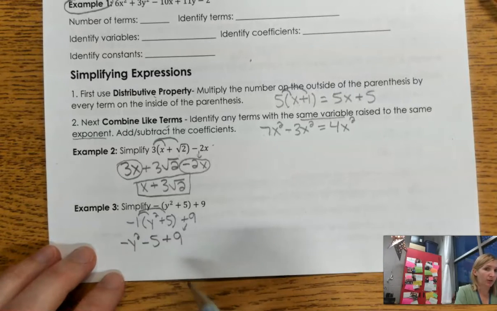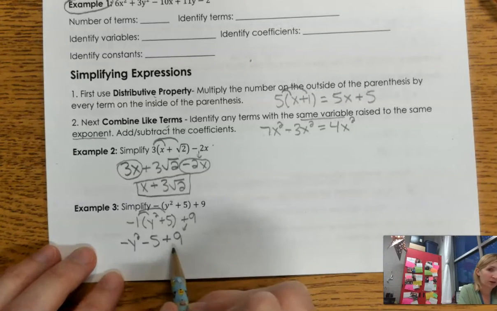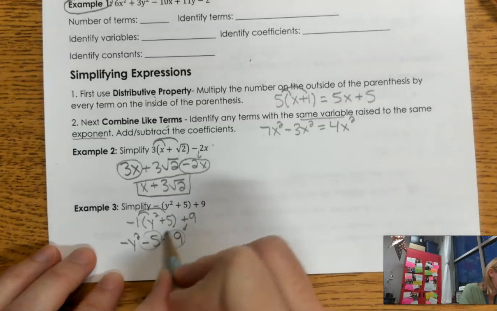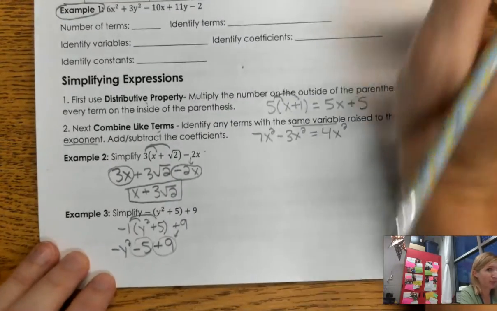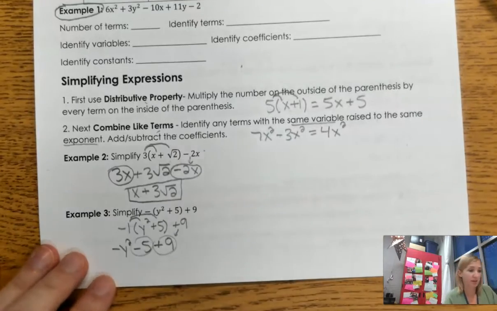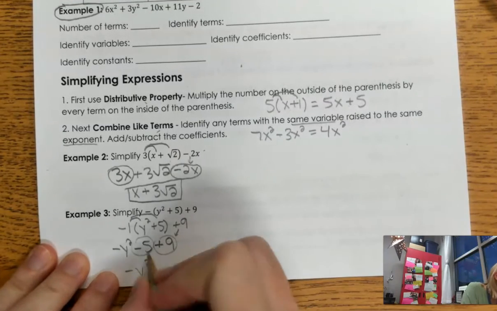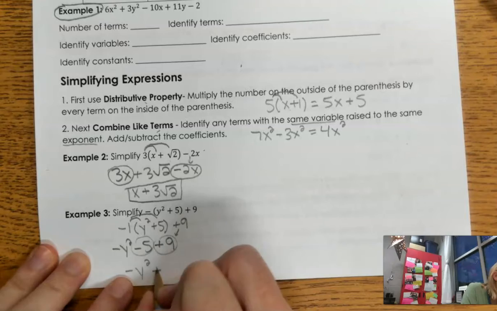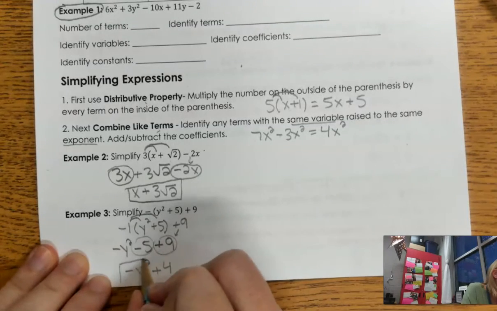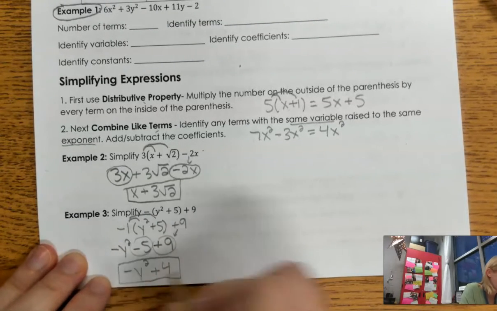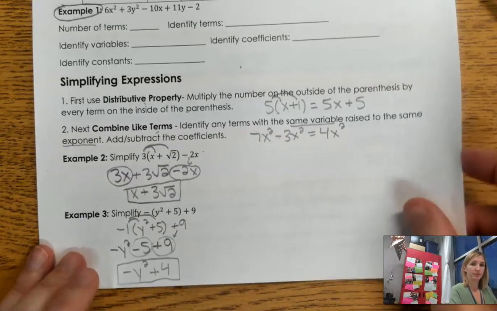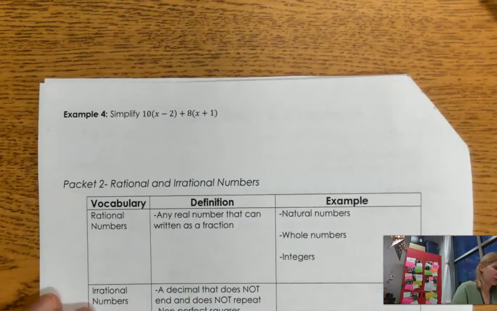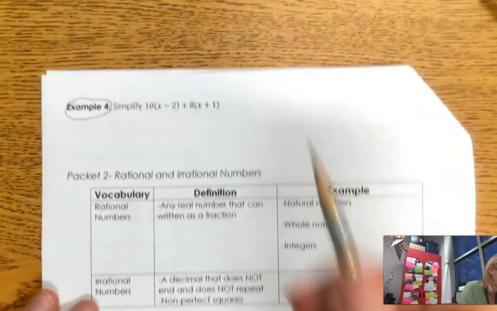All right, let's identify all of our like terms. There's no other y squareds, but I have 2 constants, right? 2 numbers by itself. Numbers by itself are always like terms, and they can always be combined. So negative 5 plus 9 is going to give me a positive 4. So here is my final answer, negative y squared plus 4. I want you to go ahead and do example 4 on your own, and we'll go over that on Friday.